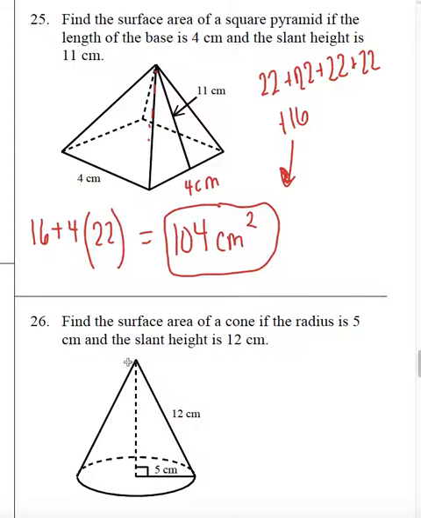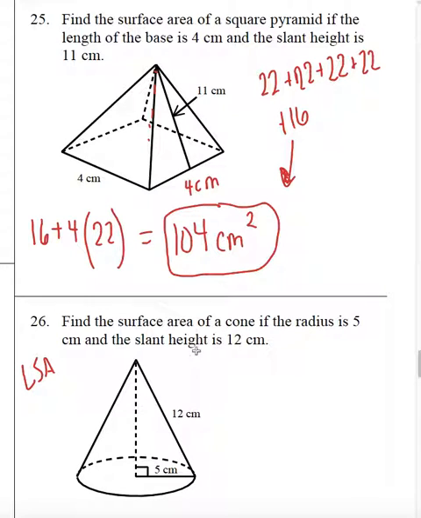Now the surface area of a cone, there is a formula for that. It's the same. It's the area of the base plus the lateral surface area, which is the area of the sides here. And the sides is kind of a weird thing because it's a curved around thing. So there's a specific formula for that.